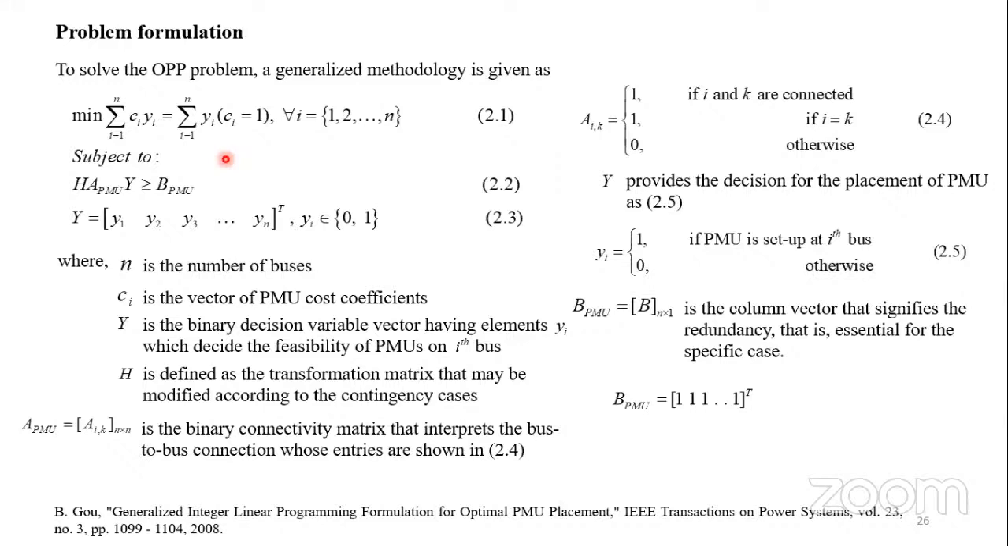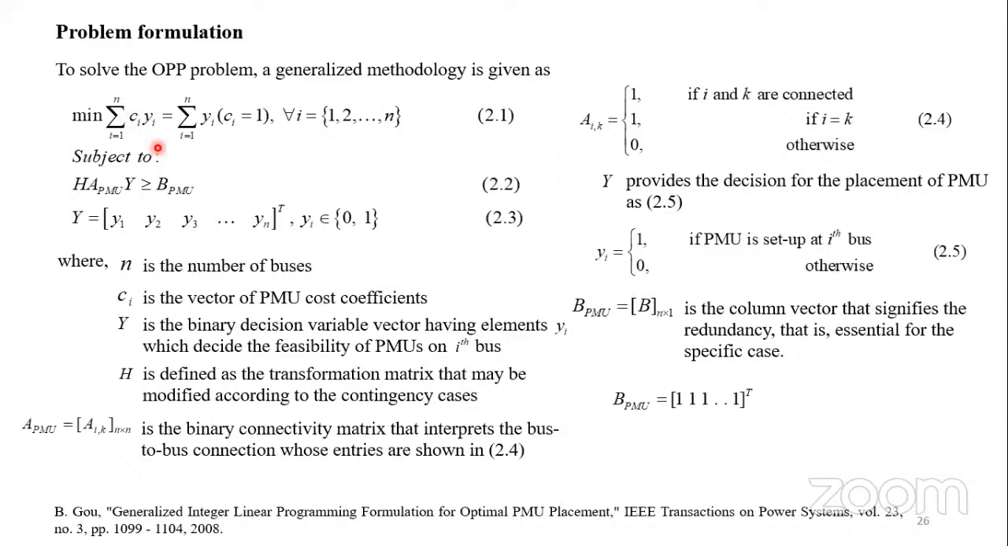So here, the allocation of Phasor measurement units in smart grid is based on a minimization problem. So here we are going to minimize. This objective function is minimize the sum from i equals 1 to n of c_i y_i. Here n represents the number of buses in a system.